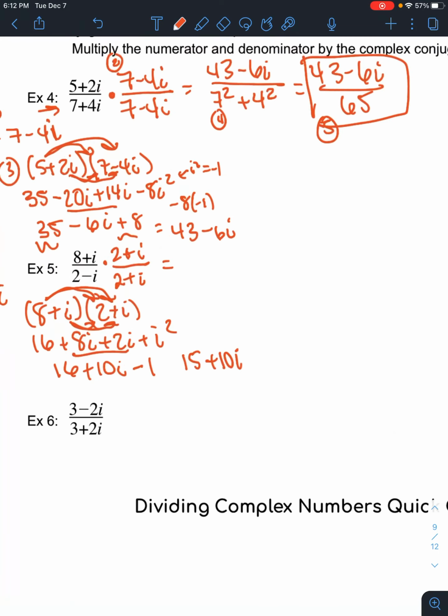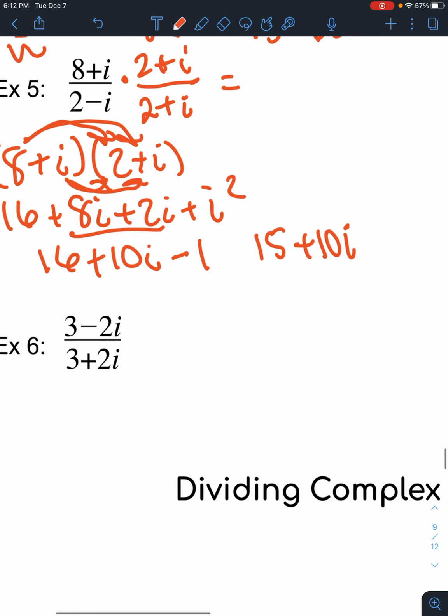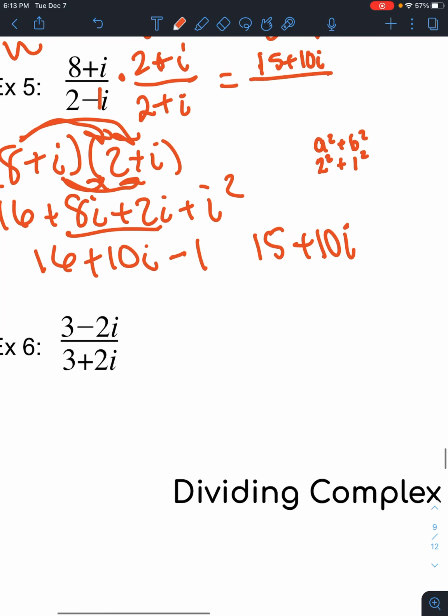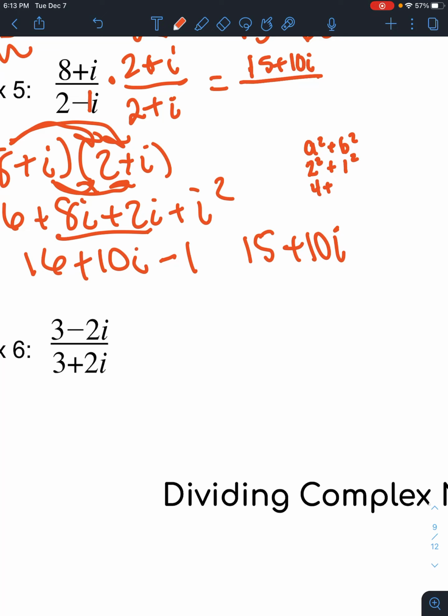So the numerator, the top of my fraction, let me zoom in here so we're not confused by the stuff on the previous problem. The top of my fraction is 15 plus 10i. The bottom of my fraction, I'm going to apply the formula. And so that says I'm going to do a squared plus b squared. Well, a here is 2, so 2 squared plus b. The b value is the number in front of i, and we understand there's a 1 here. So plus 1 squared. So 2 squared is 4, 1 squared is 1, so this is going to be 5.